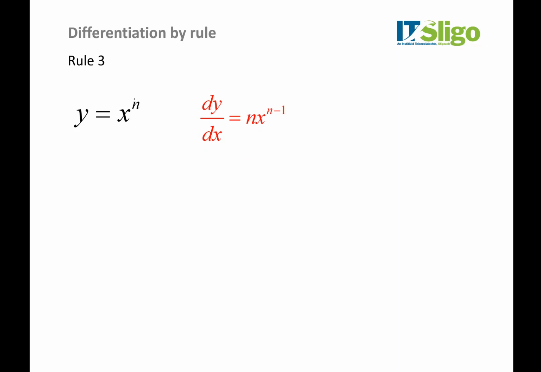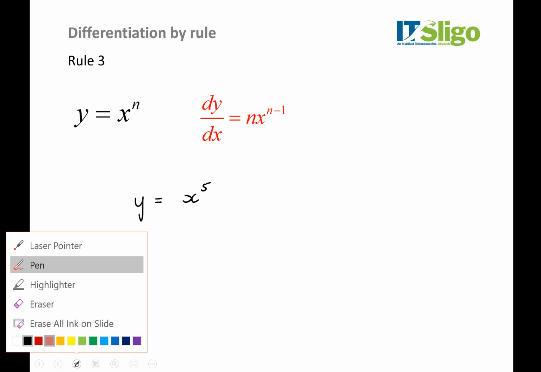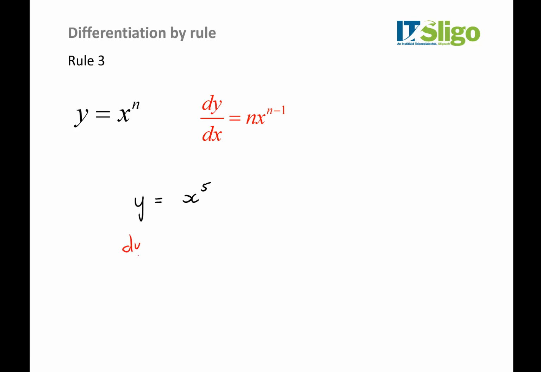So what happens is the power comes down and is multiplied, and then we add minus 1 to the old power. So say if we have y is equal to x to the power of 5, my derivative, the power comes down, the 5 comes down, and then we add minus 1 to the old power. So that then becomes 4.